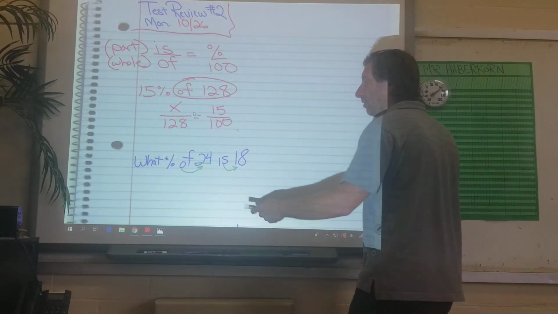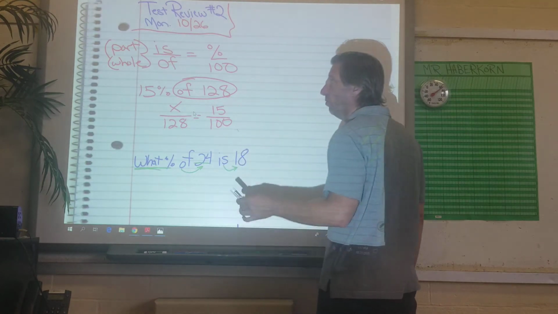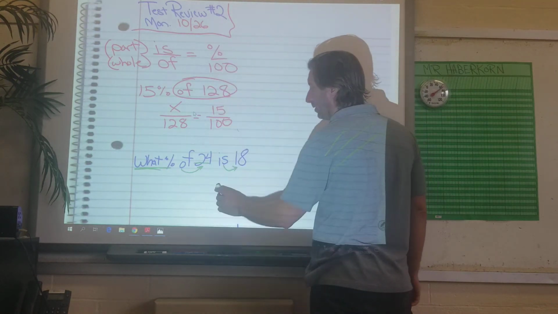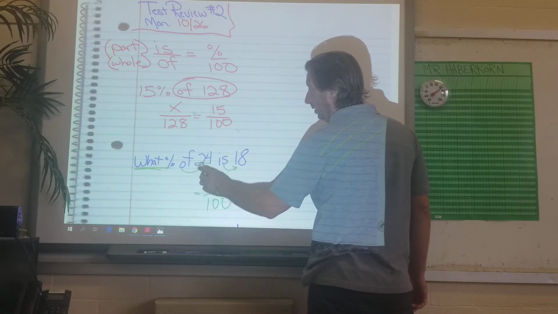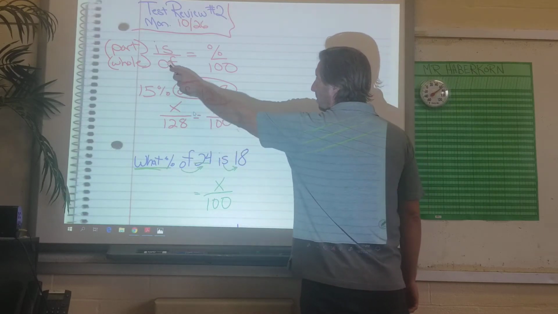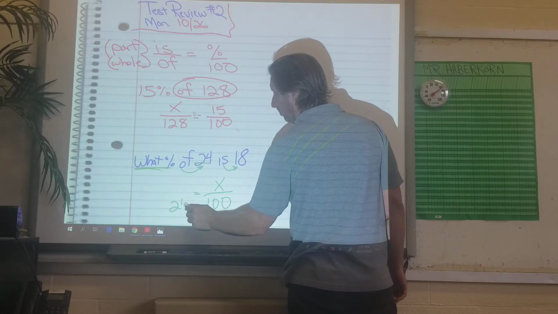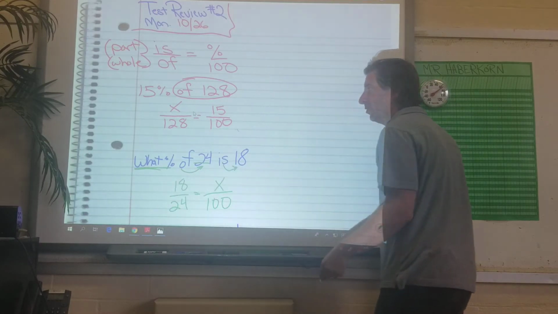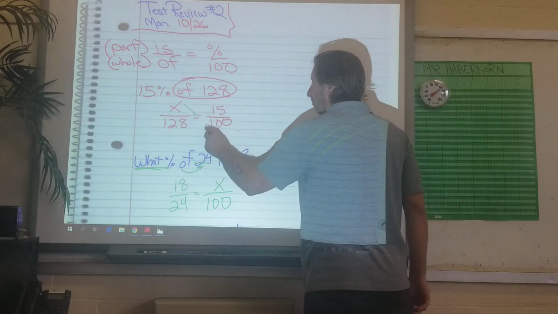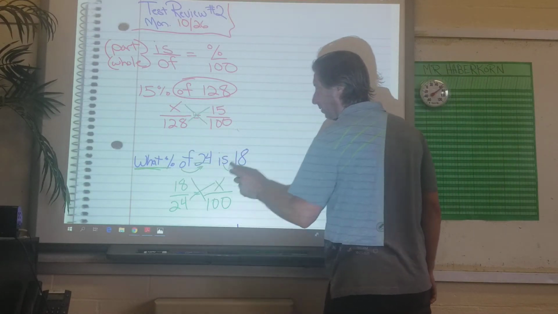So we do the same thing. It says what percent? That means we don't know the percent. So I can put the x over 100. We don't know what the percent is. And then 24's of goes on the bottom. Is 18 goes on top. Cross multiply and solve it, right? Okay.